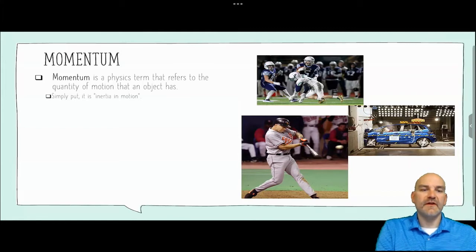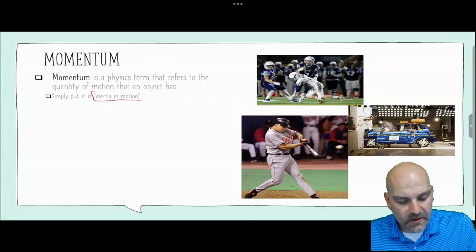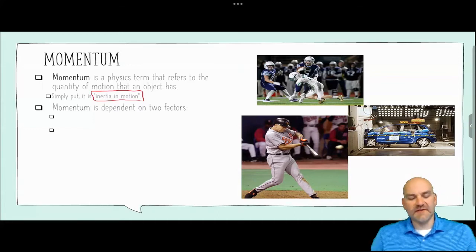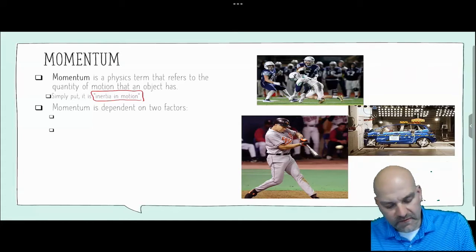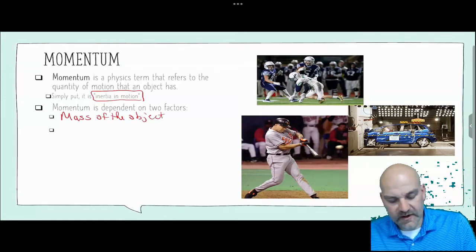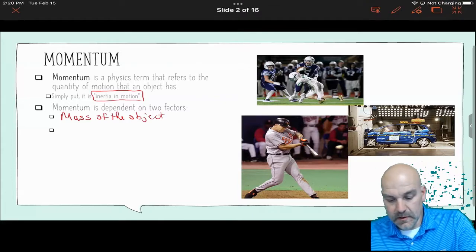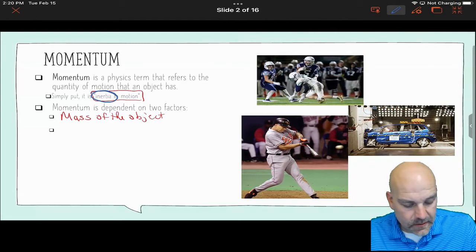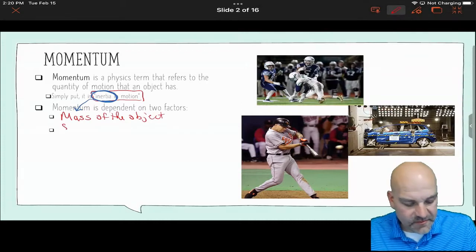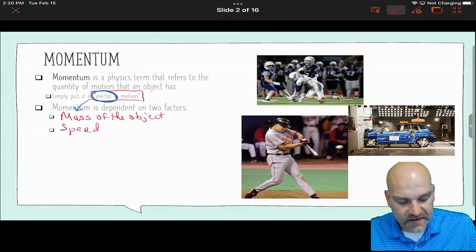It's a physics term that refers to a quantity of motion that an object has. Simply put, we call it inertia in motion. So what we're doing is moving a mass. Momentum relies on two factors. The first is the mass of the object. When you look at the phrase inertia in motion, inertia goes to mass. The second is the speed, or more specifically, the velocity of the object.